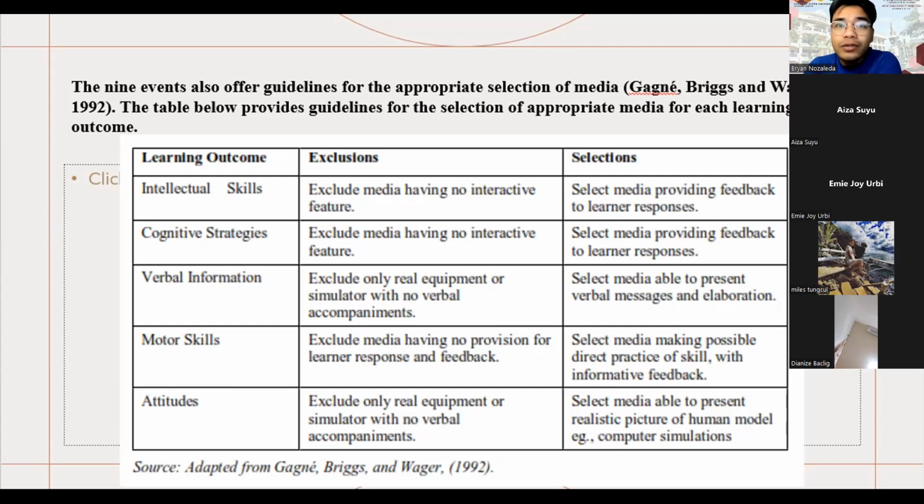And lastly, attitudes, exclude only real equipment or simulator with no verbal accompaniments, and select media able to present realistic picture of human model like computer simulation. So role plays can also develop attitudes, dramatize experiences, yung mga yan. Those are what you can use in developing the attitudes of your students. All right? So that is Gagne's 9 events. Okay, any question?